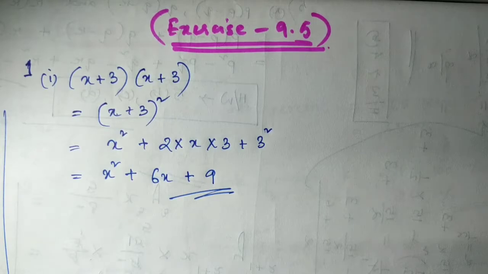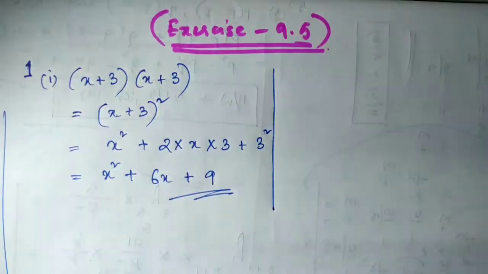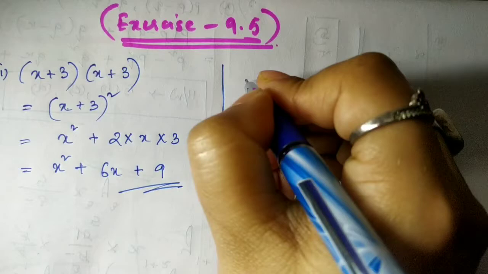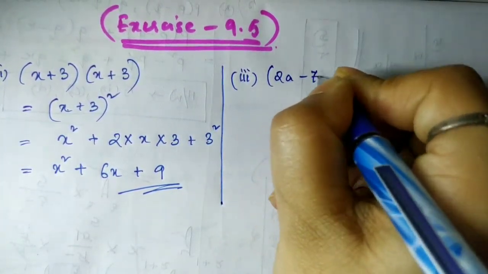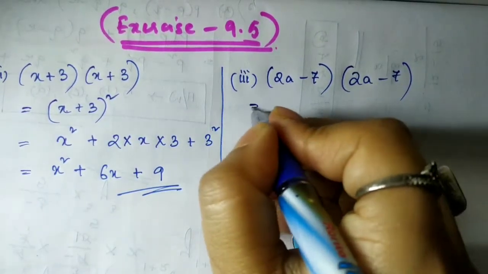Okay, I'd like to show you a few more here. One is question number 3. I'll show you number 3 here. Question number 3 is given as (2a minus 7), that is again (2a minus 7). So (2a minus 7) into (2a minus 7).